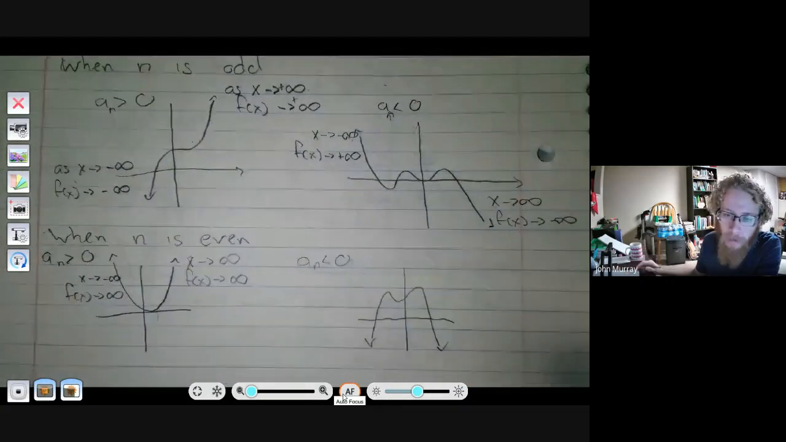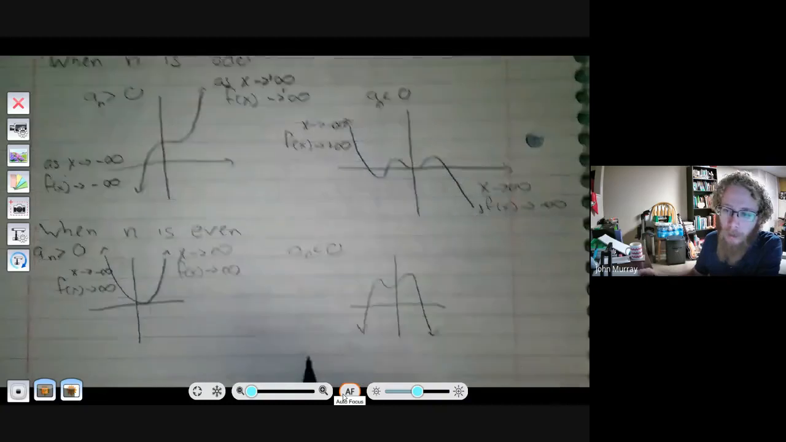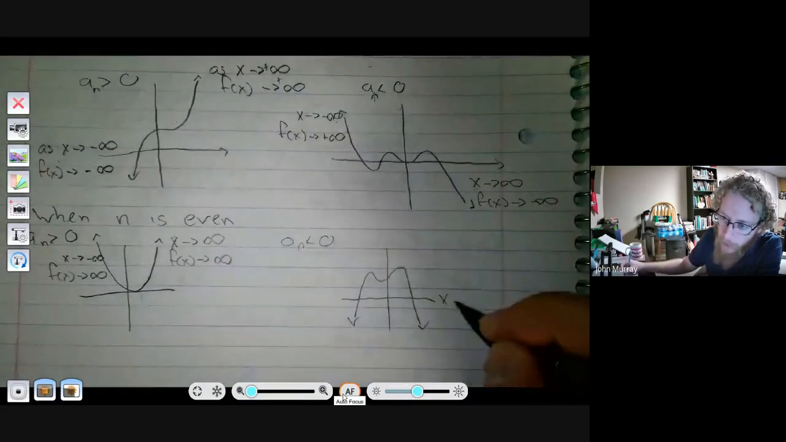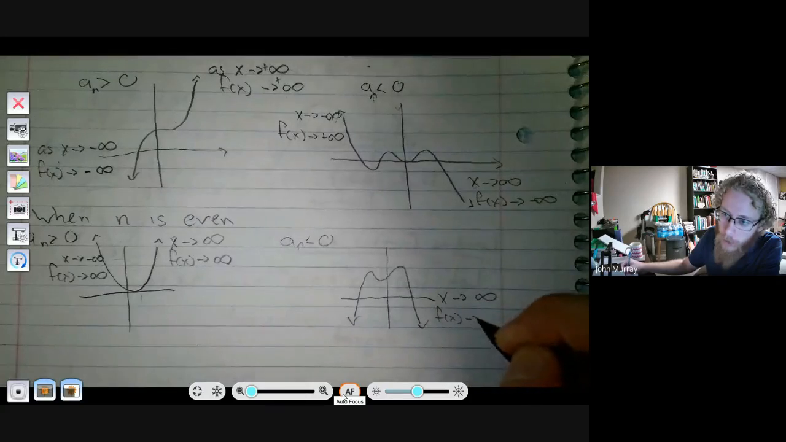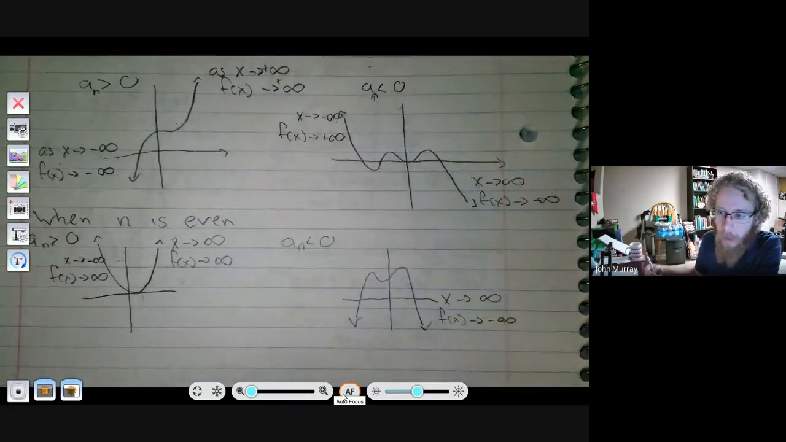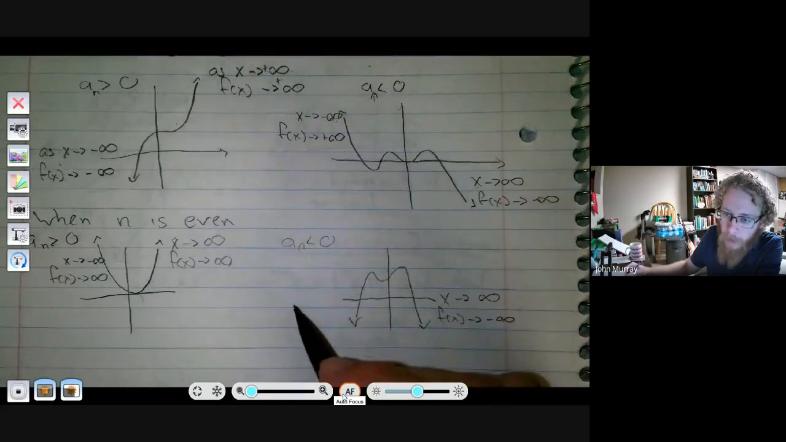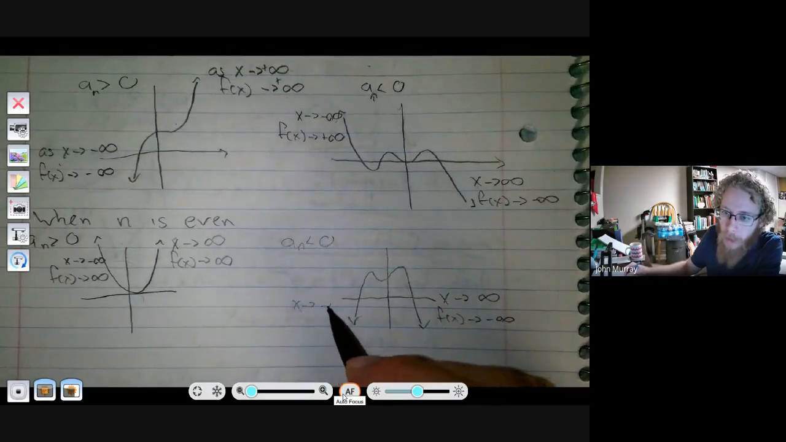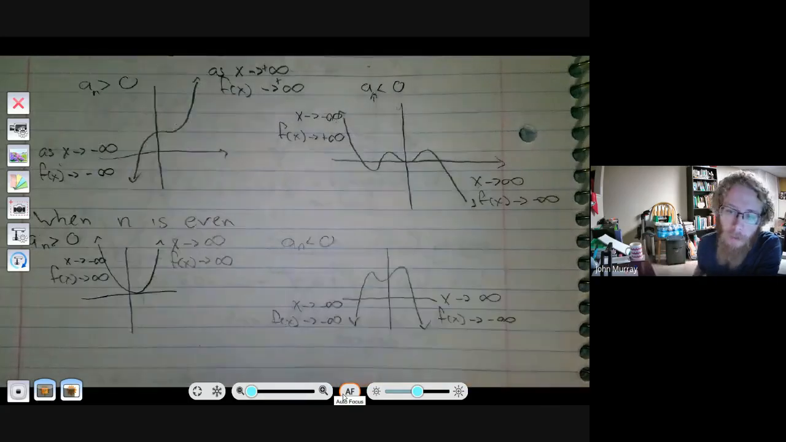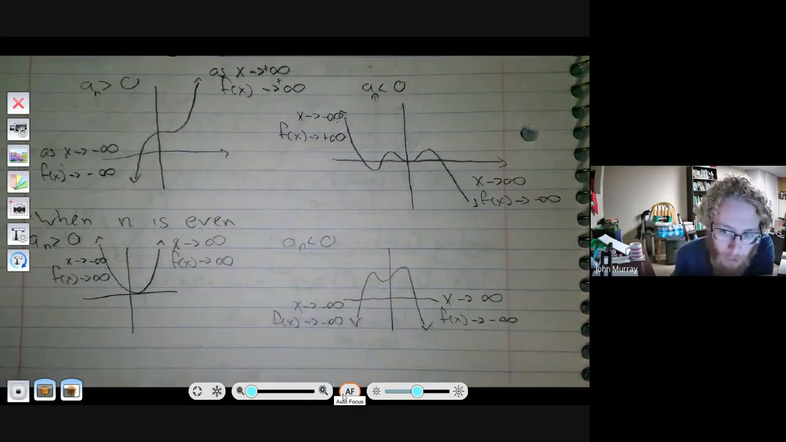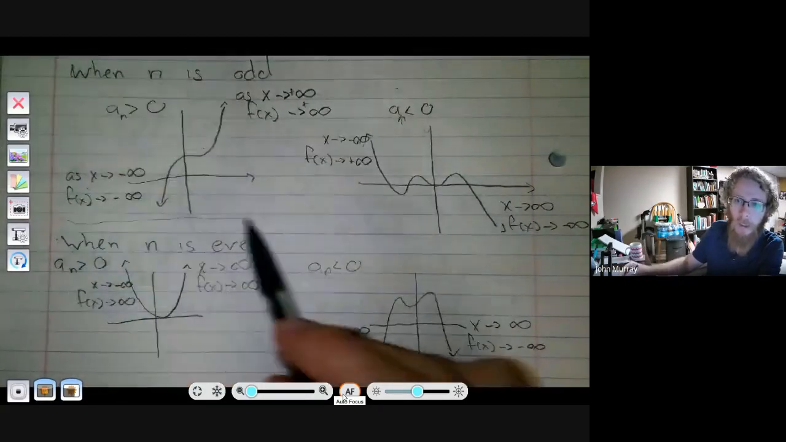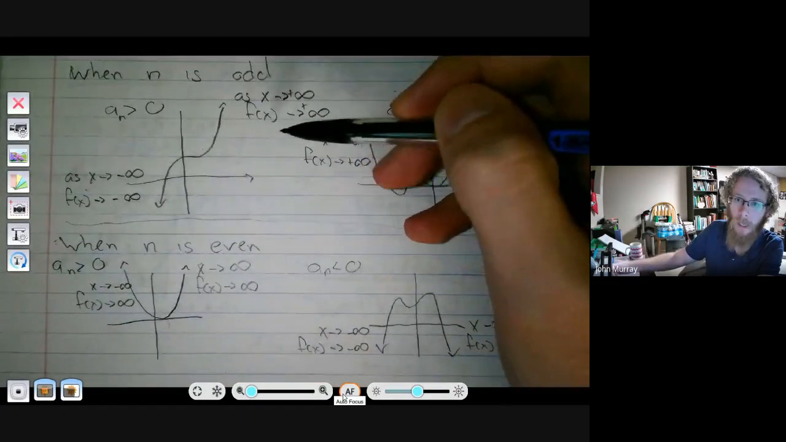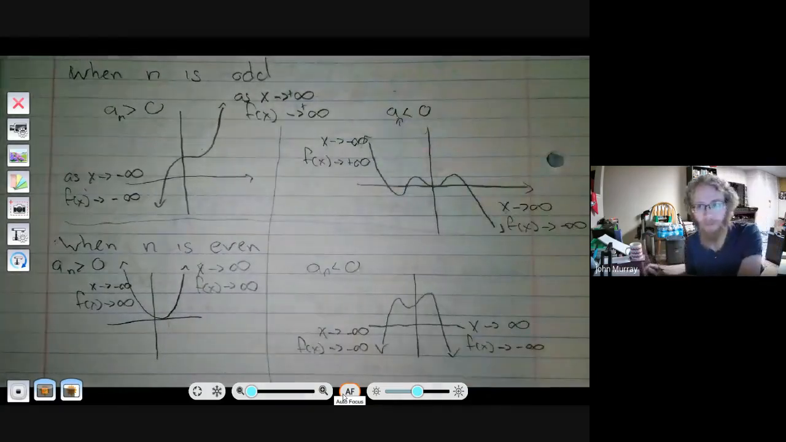Right, but we still have the same end behavior. Here, as x approaches infinity, our function goes down to negative infinity. Same over here, when x approaches negative infinity, f of x also approaches negative infinity. All right, so these are our four situations.